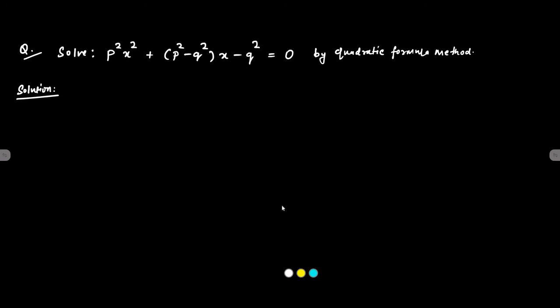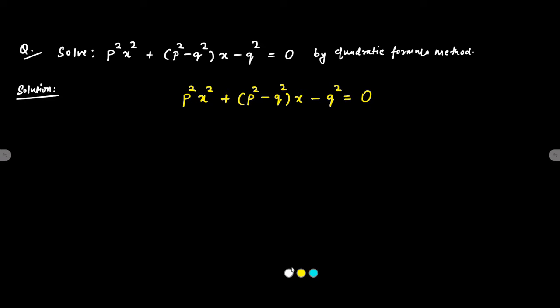Instead of actual numbers, we have p, q like that, where they are real numbers. So we have to solve it for x in terms of p and q. Okay. So here first we'll write the equation as it is: p square x square plus p square minus q square x minus q square is equal to 0.